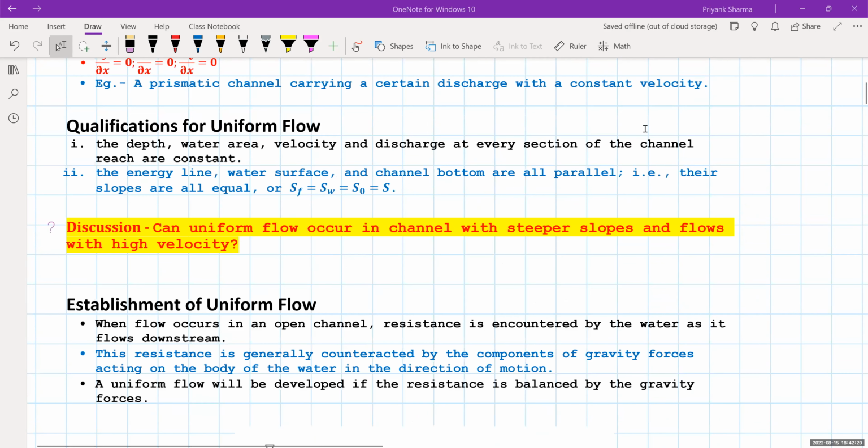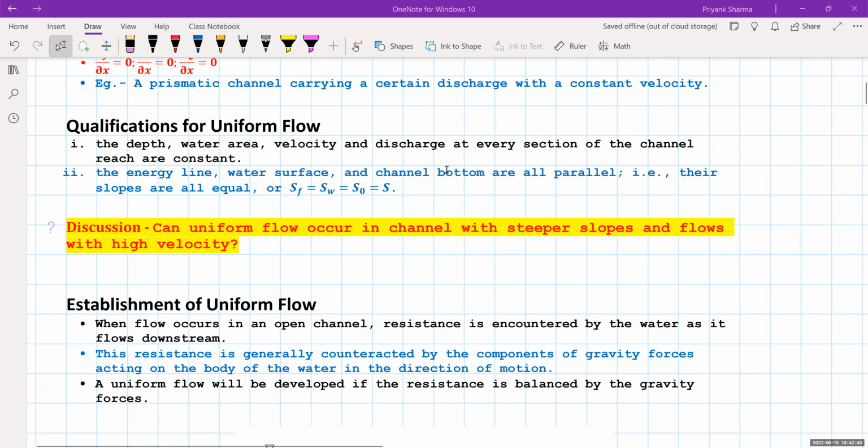Now, there can be a small discussion: could uniform flow occur where there is a channel with steeper slopes and where the flow velocity is very high? Based on these two criteria, let us analyze whether the uniform flow can occur or not.